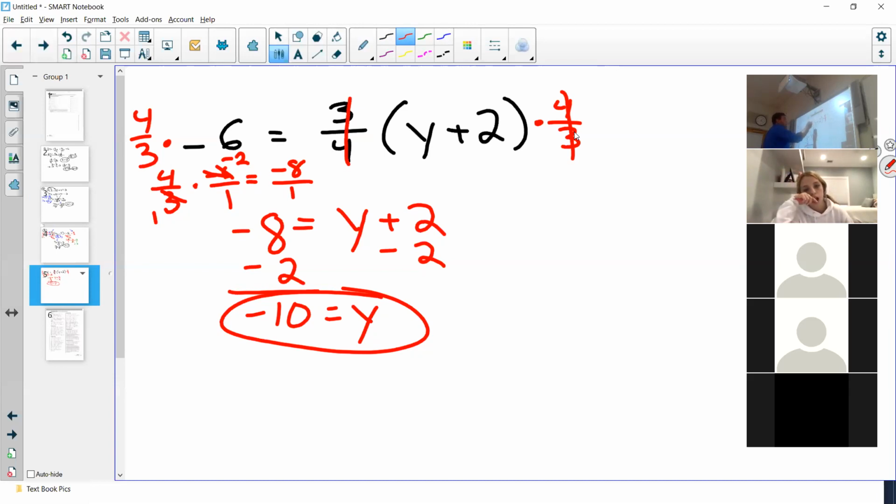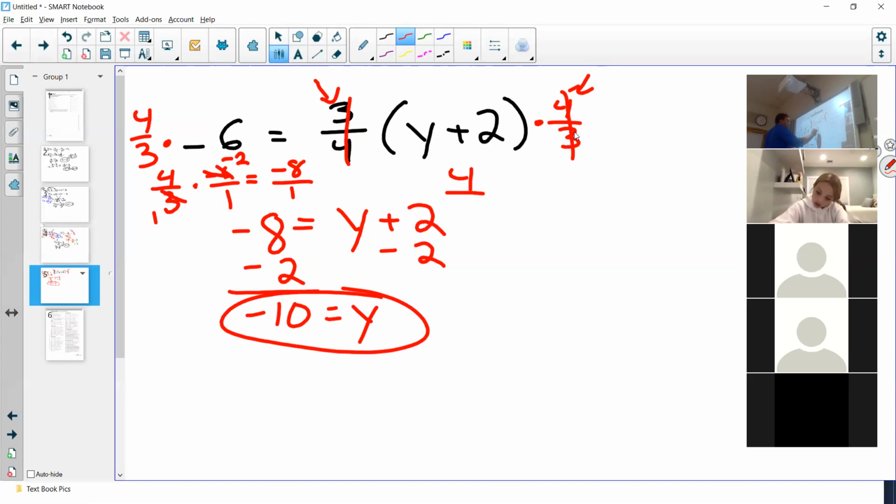I don't have to, because this 3/4 over here cancels out the 4/3. That's the reason why I'm doing it. I want them to cancel out first. I don't want to distribute it. You could technically do this with whole numbers also, but usually with whole numbers, it's just easier to distribute. I got -6 equals y plus 2.